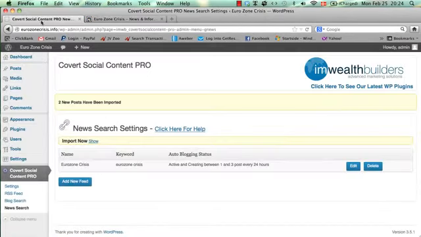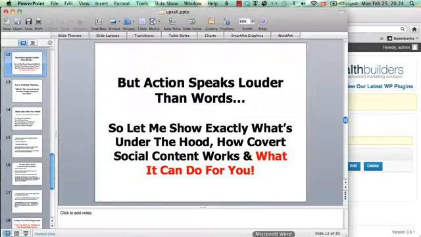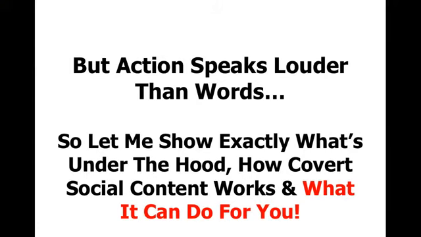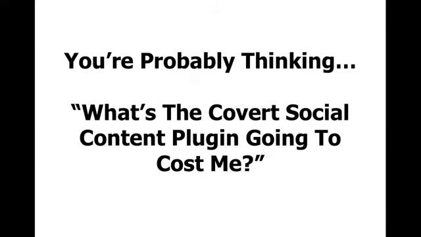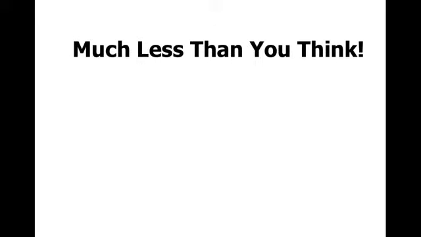So that is how easy it is to use the Covert Social Content plugin to automatically add quality content from reputable sources to your blog on any topic, and you can have unlimited campaigns for each of the modules and use unlimited keywords. So I just want to take you back to the slides now and show you a little bit more about this, because right now you're probably thinking, what's the Covert Social Content plugin going to cost me? And of course that is a valid question, but it's much less than you think.